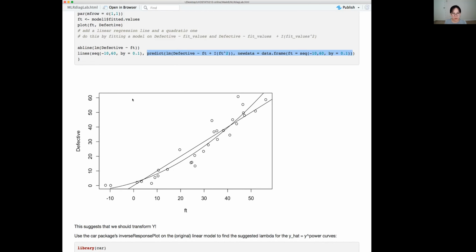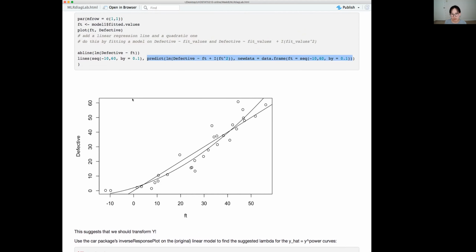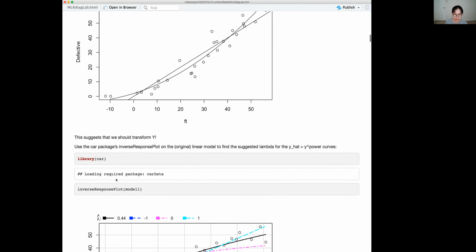So this inverse response plot is indicating that we should transform y because this linear line does not seem to fit so well when we compare the y and y hat. So let's do inverse response plot with this function.